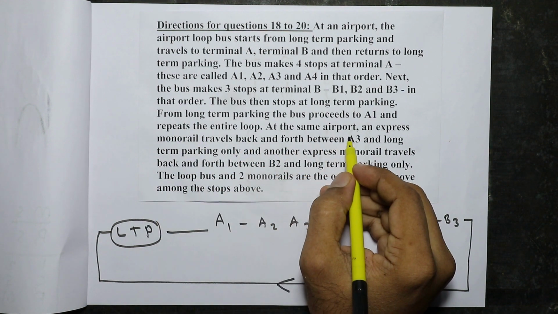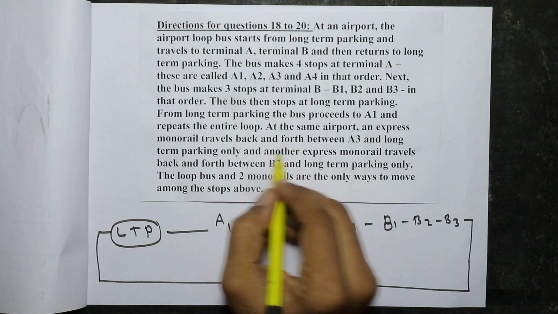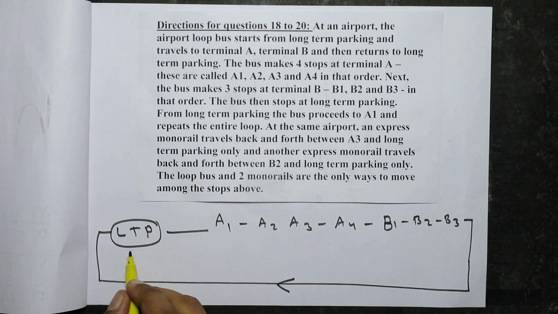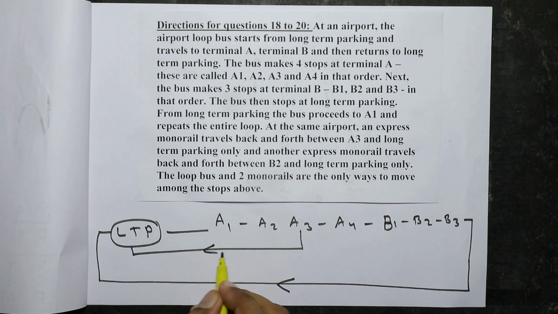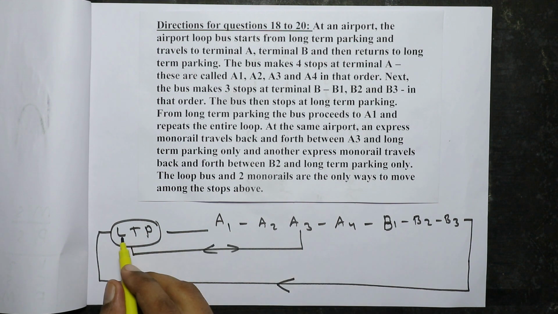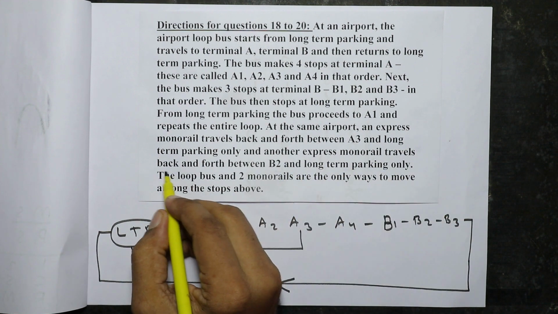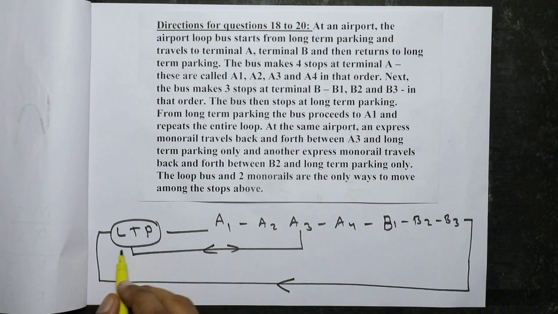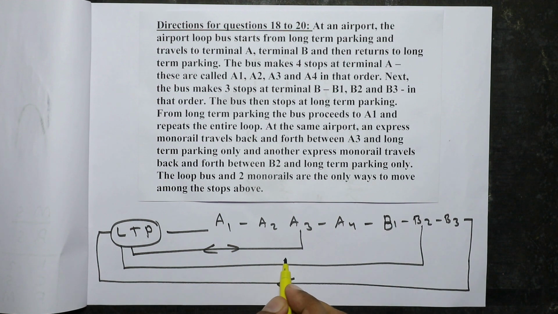At the same airport, an express monorail travels back and forth, that is in both directions, between A3 and long-term parking. And another express monorail travels back and forth between B2 and long-term parking.